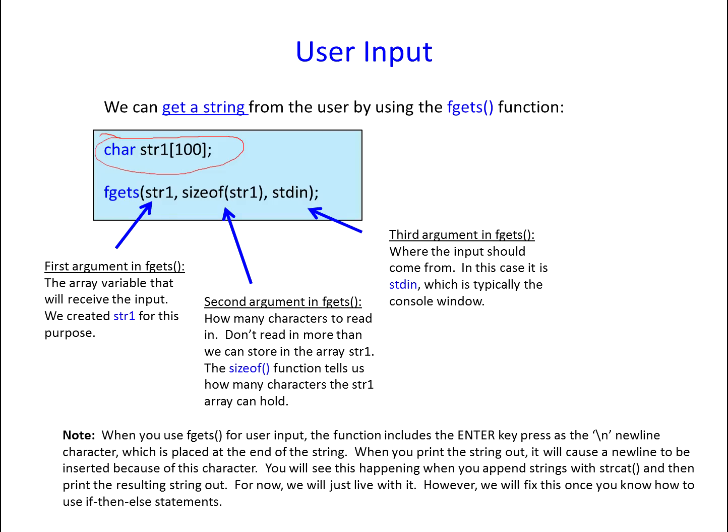Now we are going to use the fgets function. The fgets function requires 3 arguments. The first argument is the location of where to put the text that got entered. In this case, it's going to be string 1. The next argument is what's the maximum number of characters that we can actually put into string 1.